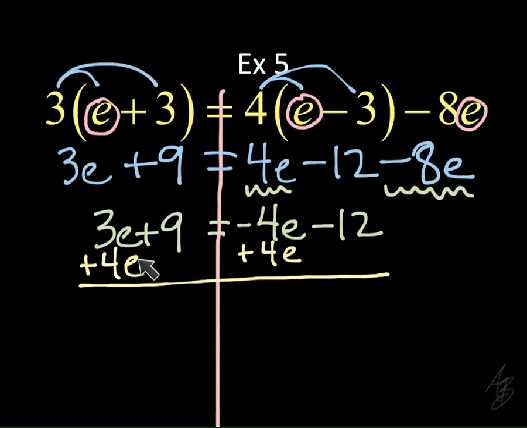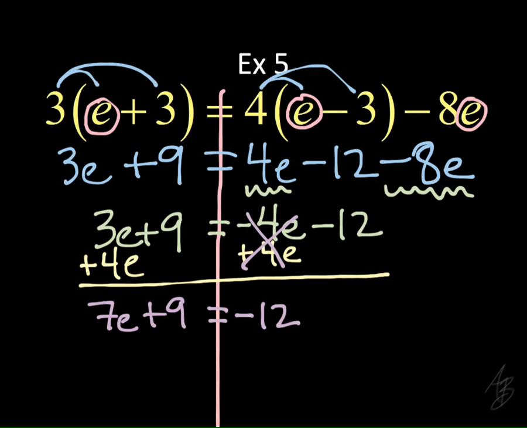But let's concentrate on this side first. What's 3E plus 4E? 7E. And then we'll bring down our plus 9. Our negative 4E and positive 4E cancel. So what do we have here? Negative 12.